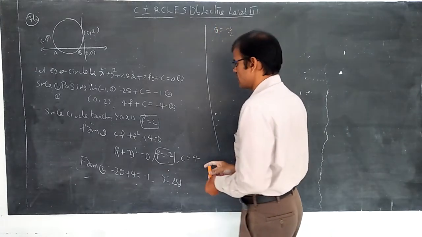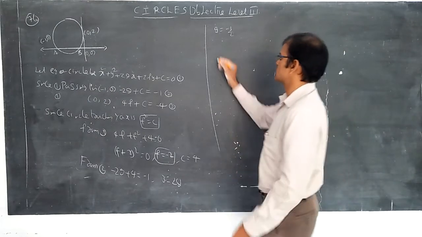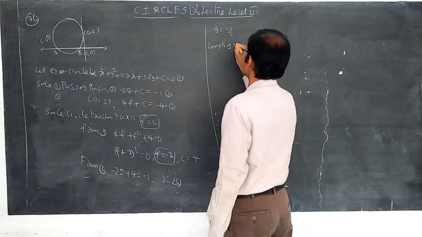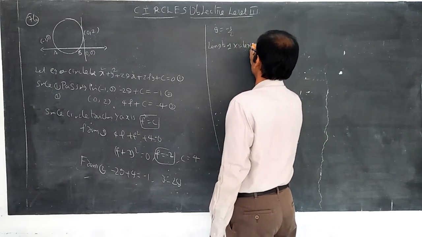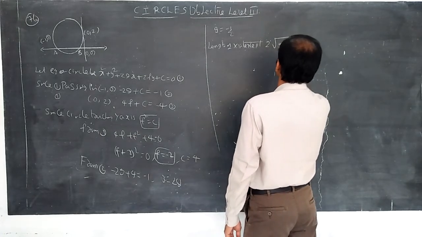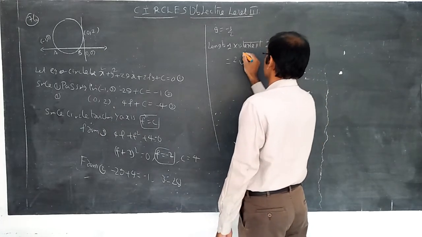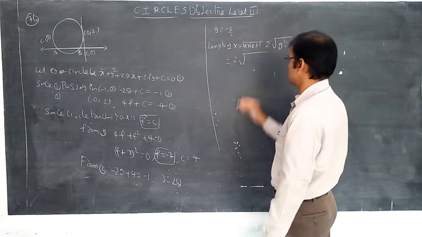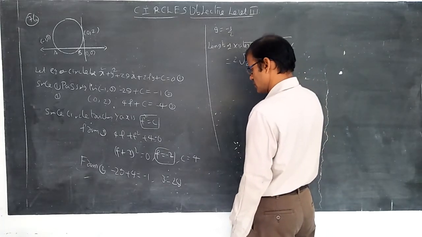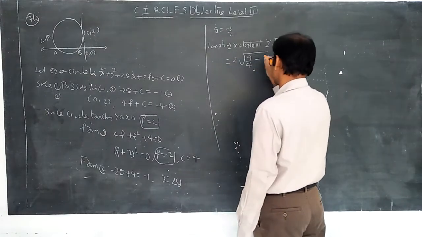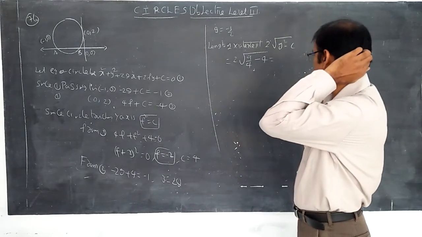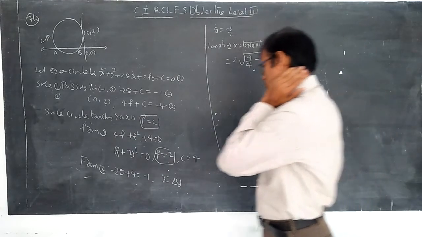Now what should we calculate? The length of the x-intercept. This is a suitable form of JEE Mains question. The formula is 2 root g square minus c. So here you can write 2 root 9 by 4 minus c. Minus c means minus 4. It is wrong. 2 root g square.